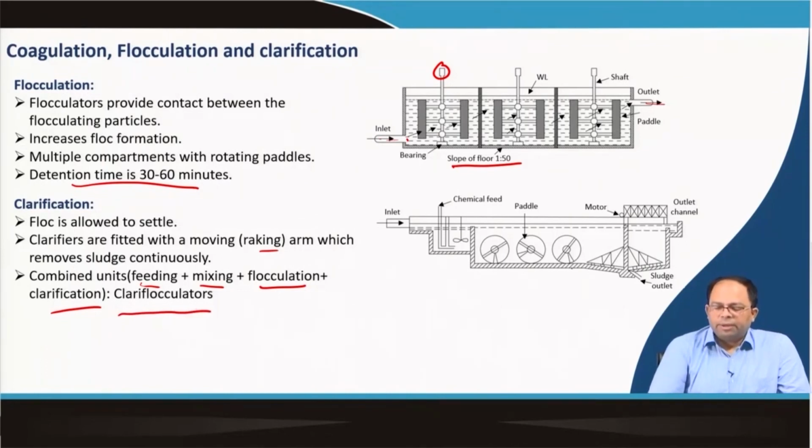So, in this particular unit you can see this is the inlet, this is the chemical feed, and this is the flash mixer which mixes the chemical. Then it goes into the next part, where these are rotating paddles, horizontal and vertical, and this helps in mixing the chemicals. Then the water goes over here, sedimentation happens, and this is the clarifier which helps in removing the sludge. So, this overall unit is called a clariflocculator, or we can also have separate units for each of these processes as well.